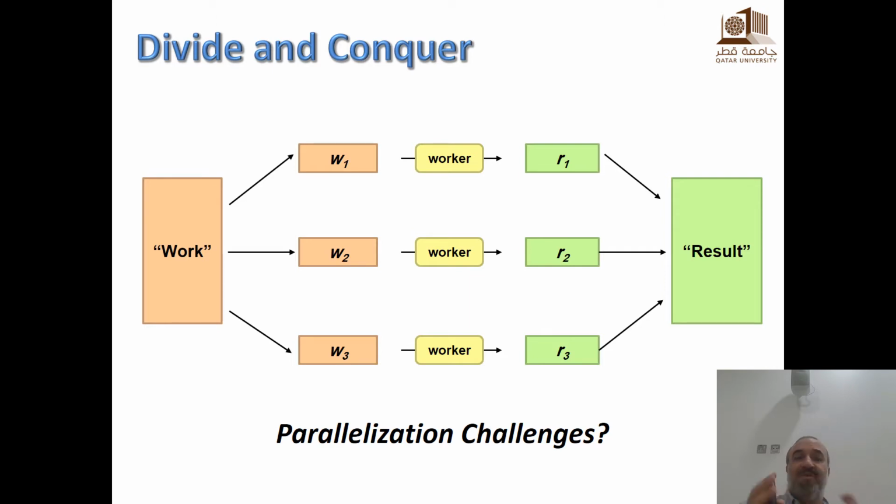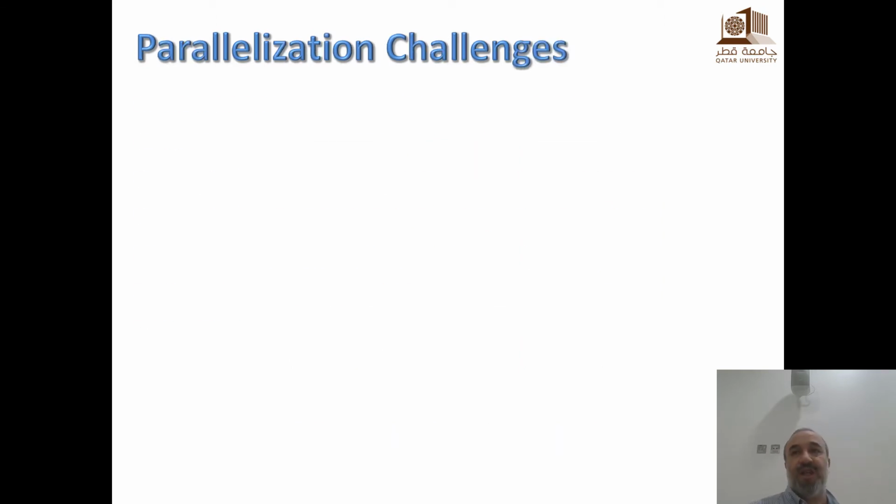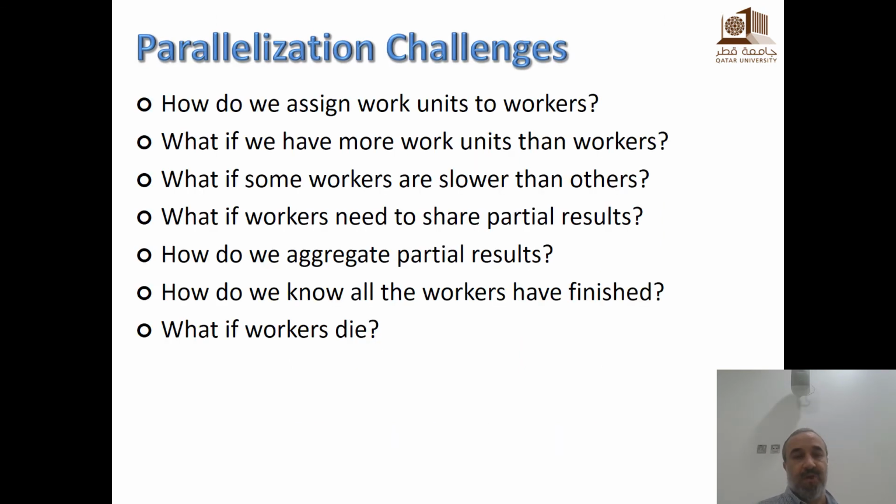Maybe the workers that we have will not be able to process all of this data in parallel. What would we do? That's a challenge that we need to overcome. What if some workers are slower? What if workers need to share partial results? How do I aggregate? How do we know all the workers have finished?